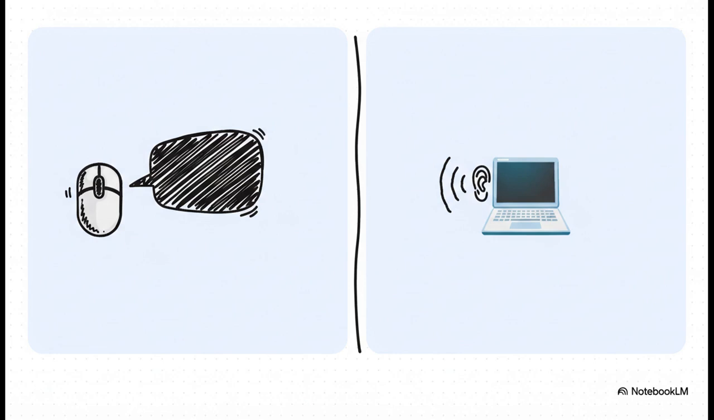First, you have the HID device. That's the speaker. In our case, it's the mouse. Then you've got the host. That's the listener. Your computer, your phone, whatever. One talks, the other listens and acts. It's a really simple, really clear partnership.